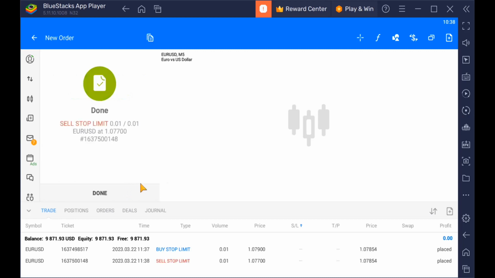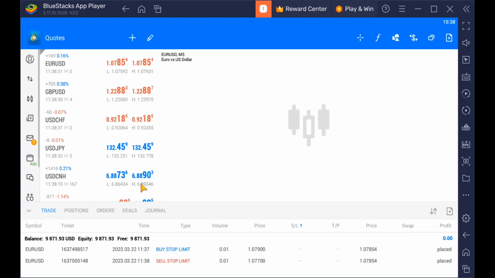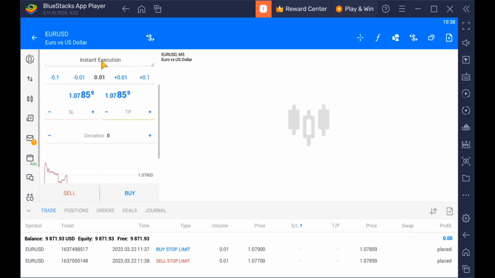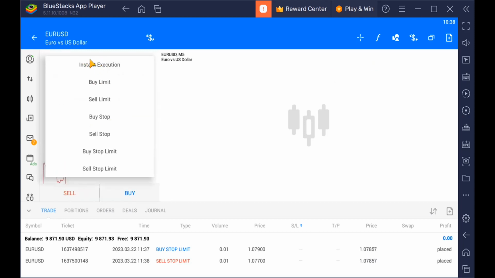If you really don't understand it at first watch, you can watch the video again. You are going to understand it. What we'll be using mostly in trading is a market order and limit orders. Mostly you'll be using instant execution market order, then buy and sell limit. It's on rare occasion that you'll be using the others.